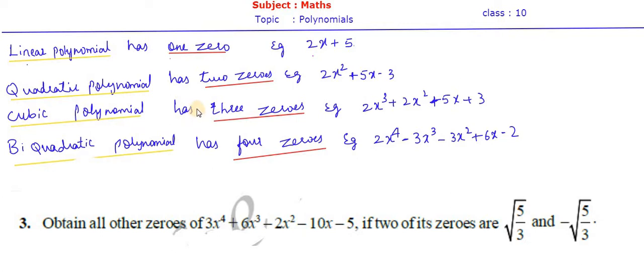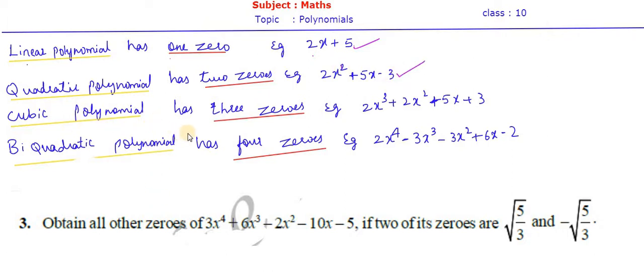Okay, so now you all are familiar with the linear polynomial. So how many zeros does it have? A linear polynomial has 1 zero. This is an example of a linear polynomial. So then what is a quadratic polynomial? How many zeros does it have? It has 2 zeros. We know that a quadratic polynomial is of the form where the highest power is 2. It has 2 zeros. Okay.